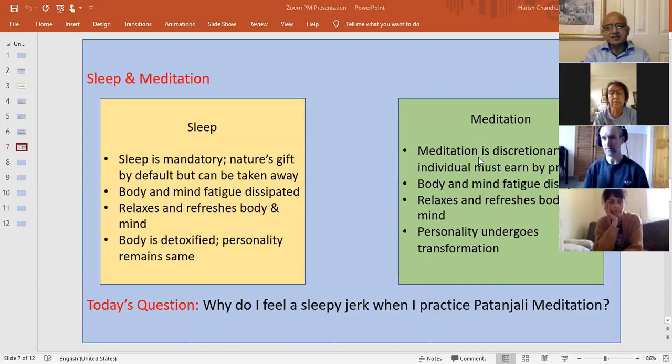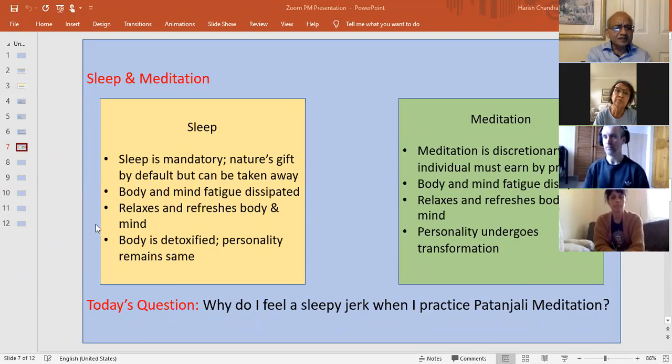So, meditation is discretionary, and it doesn't come to me by itself. I have to slightly earn it. I have to make some effort. So we are learning the theoretical aspects of it, what are the related methods, and then we are learning how to improve our practices in this particular session.